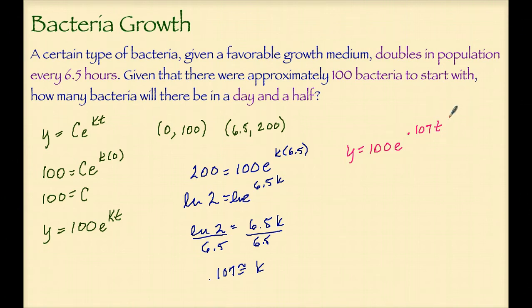This is our specific function, and we'll use it now to find out how many bacteria there will be in a day and a half. A day and a half is 36 hours, so we're going to solve for the number of bacteria after 36 hours. At that time, there will be approximately 4,648 bacteria.